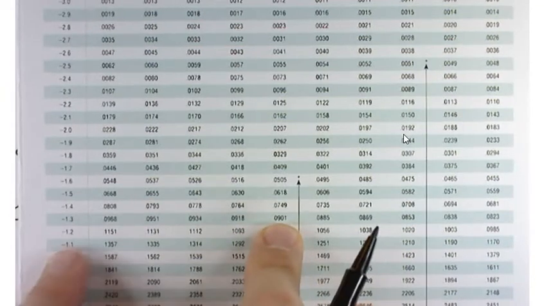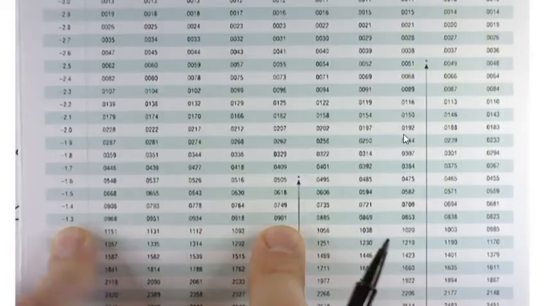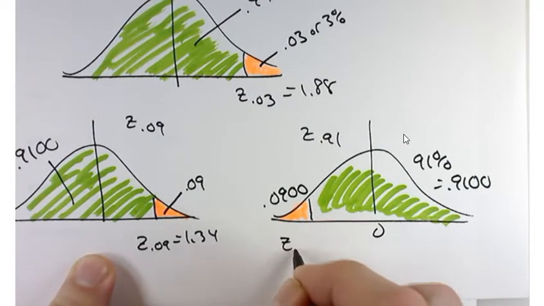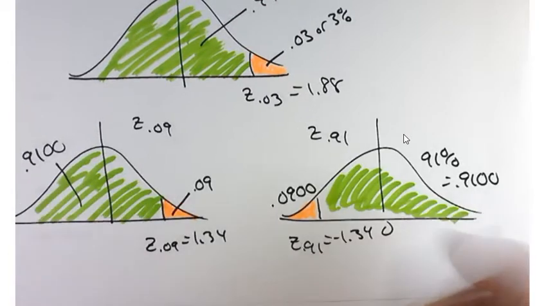So right down here, and it's negative 1.34. Not really a surprise if you think about it. Z sub 0.91 equals negative 1.34. This is symmetric.